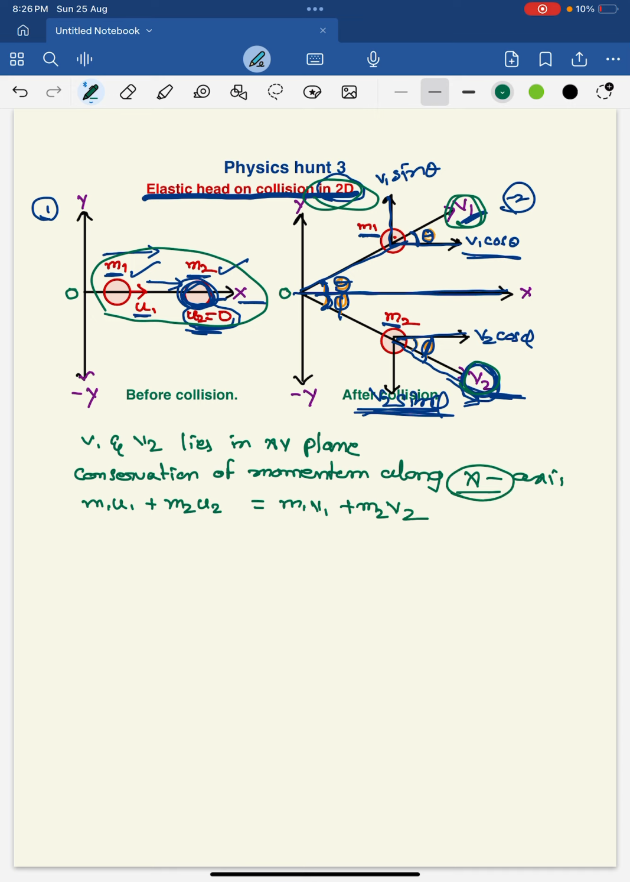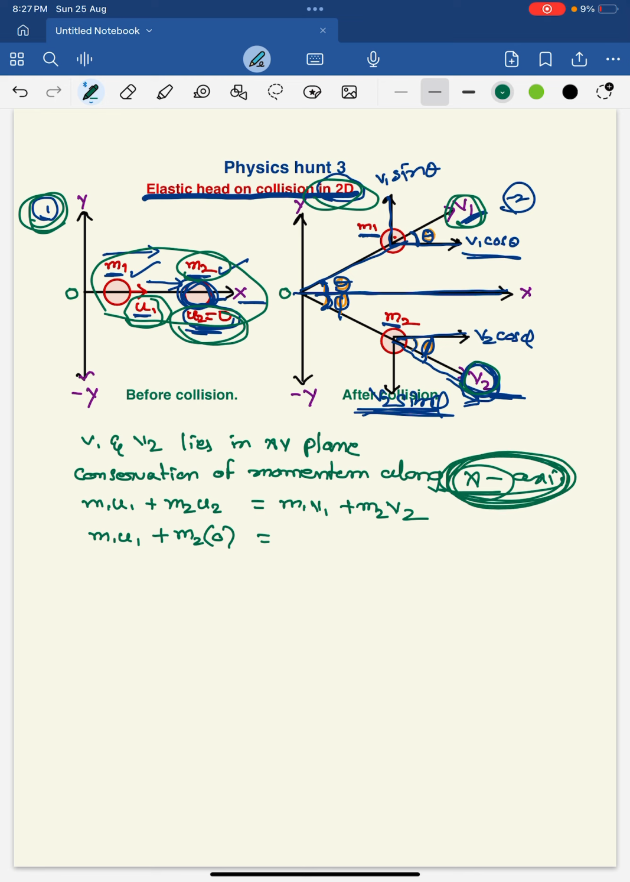Now I'm going to apply the condition. Look at the first diagram. In this diagram, the first body is moving with velocity u1. So before the collision, the first body's momentum is m1 u1, as it is, plus the second body of mass m2, but the initial velocity of the second body is 0, so m2 times 0, is equal to the momentum after the collision. We are considering the x-axis direction only, calculating momentum only along the x-axis direction.